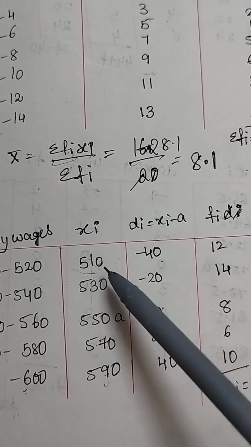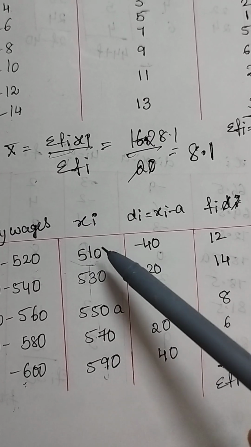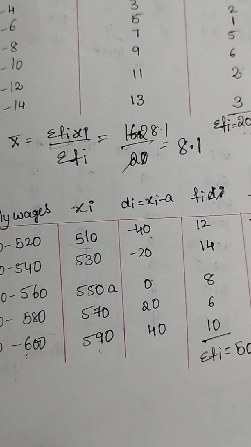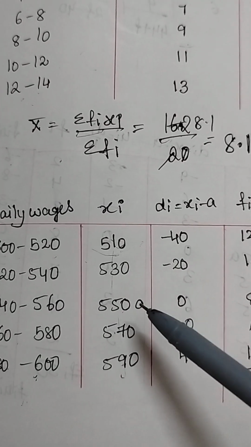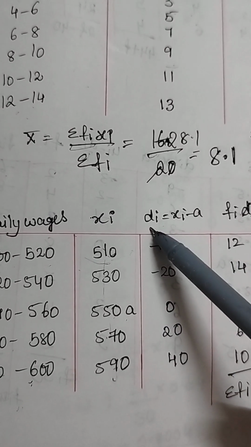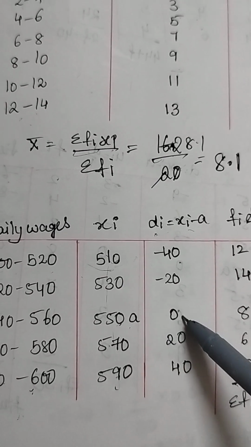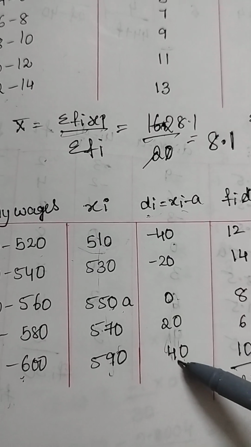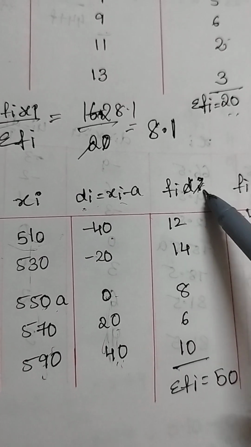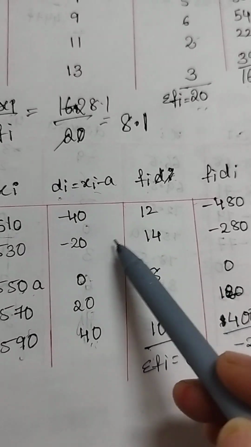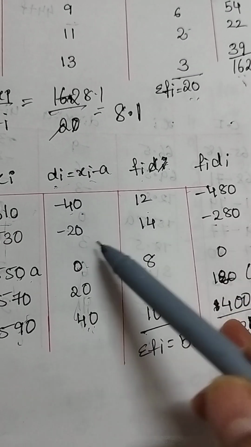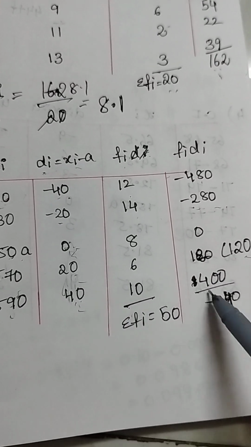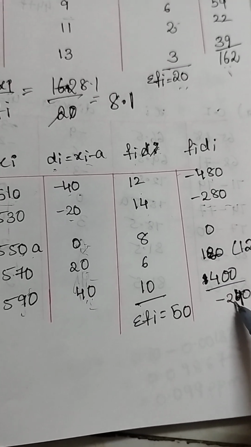Next, these are an odd number of intervals: 1, 2, 3, 4, 5. If the intervals are odd, we can choose the middle one as the assumed mean. So I chose A as 550. Deviations we should take as xi minus a. So this one becomes 0, this is 20, 40. Always, below 0 you will get negative, above will be positive. Next I wrote all the frequency values. fi di: minus 40 into 12 is minus 480, this is 14 into minus 20 is minus 280, 0, this is 120, this is 400. If you do the simplification you will get minus 240.